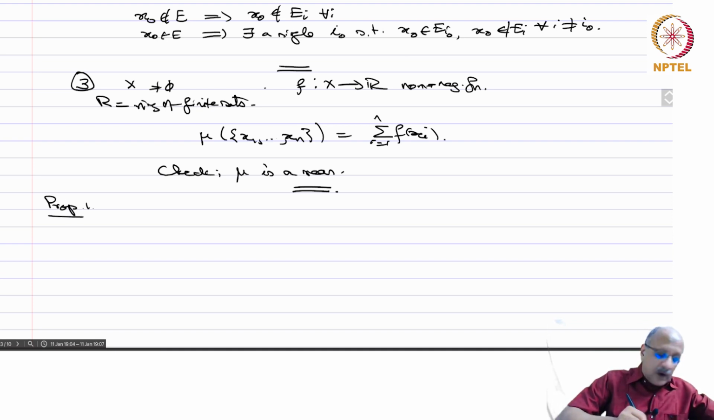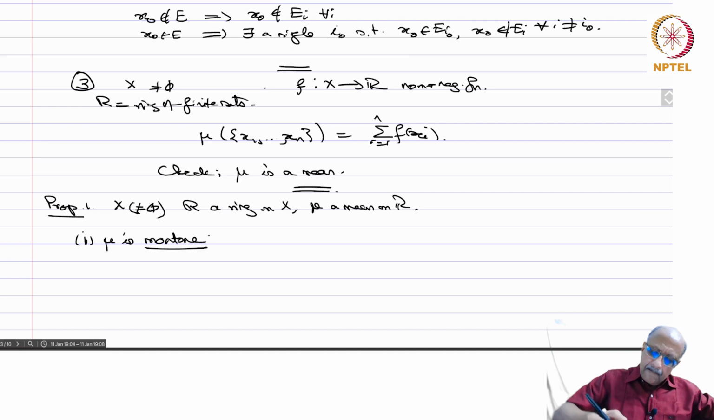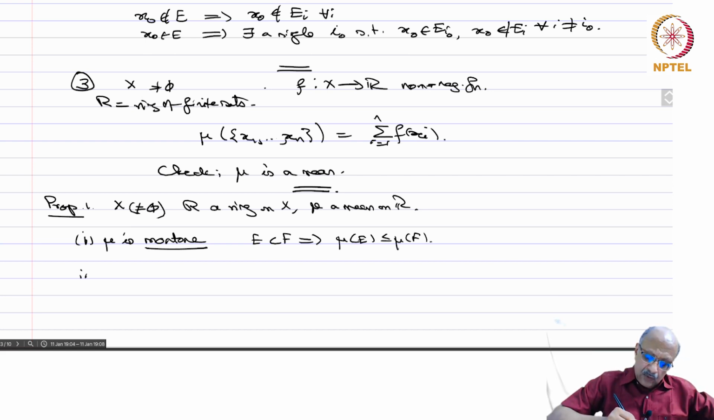So proposition 1. X non-empty, R a ring on X, mu a measure on R. Then 1, mu is monotone. That means E contained in F implies mu of E is less than or equal to mu of F. And 2, mu is subtractive.